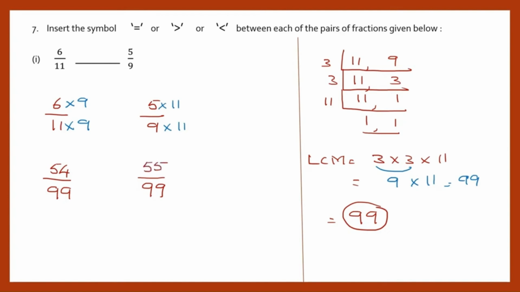So let's look at both the numerators now. The greater one is 55. So let's put the symbol like this. So the symbol comes here, 55 is greater. So let's fill in a blank in the question, that is greater. Okay, so 5 by 9 is greater than 6 by 11.